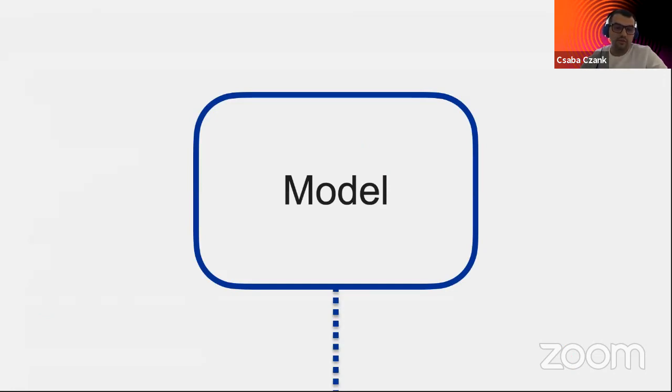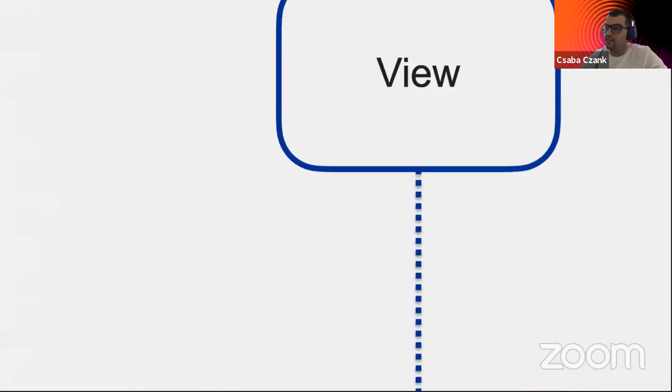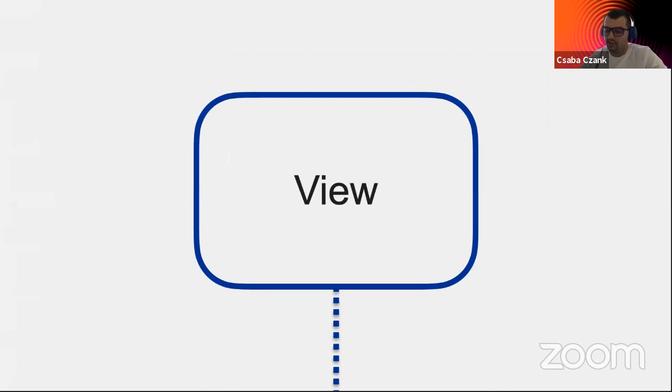So far, we have talked about the elements of the model. Now we can move forward to presenting the last component, which is the view. The responsibility of the view is to observe the state and update the information displayed to the user.